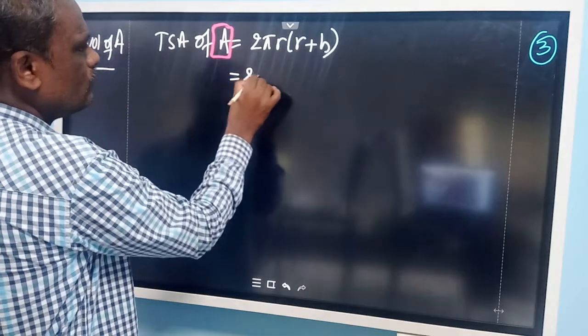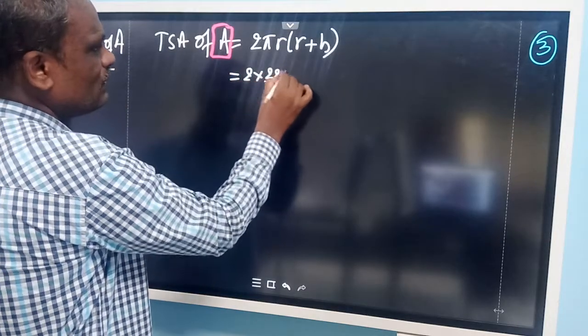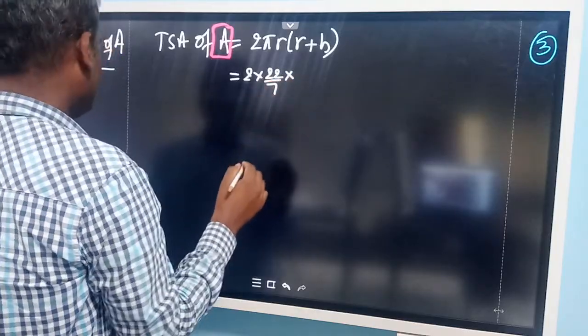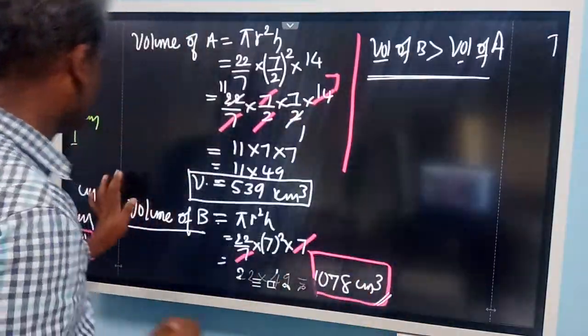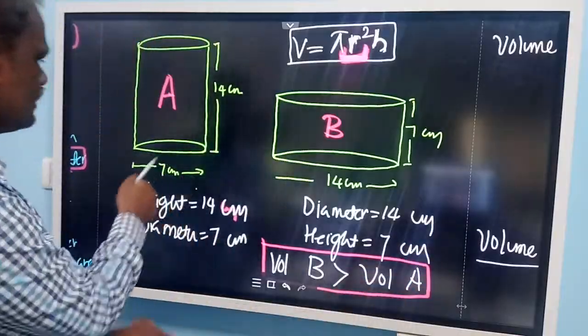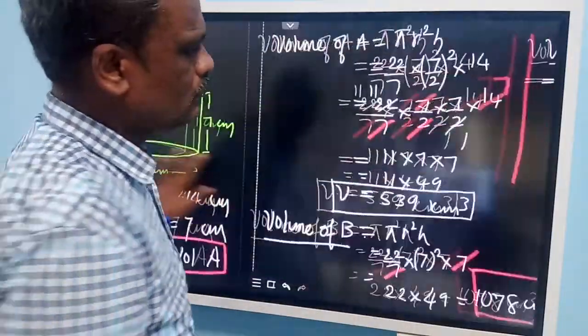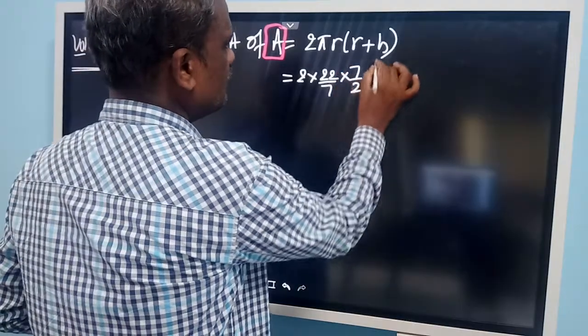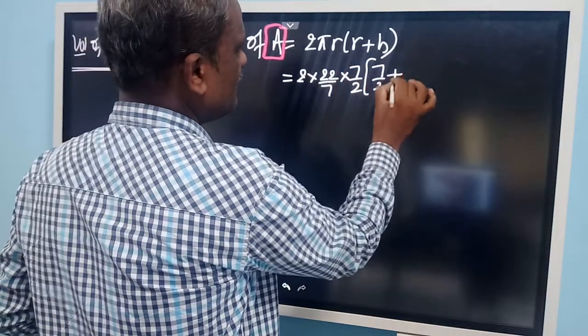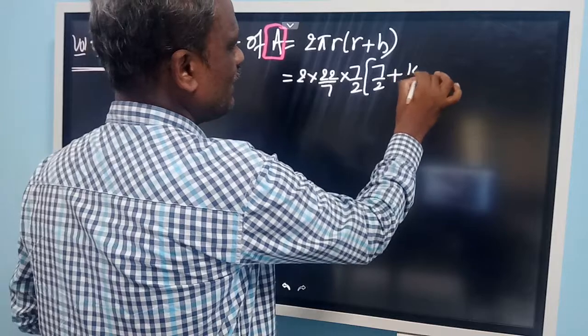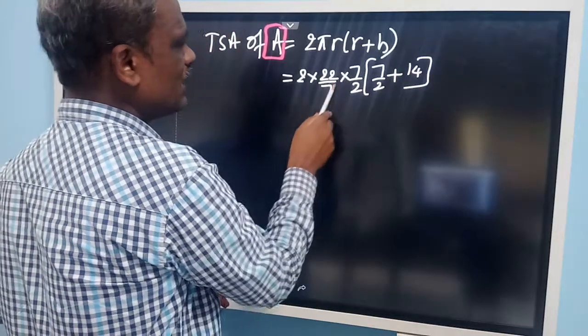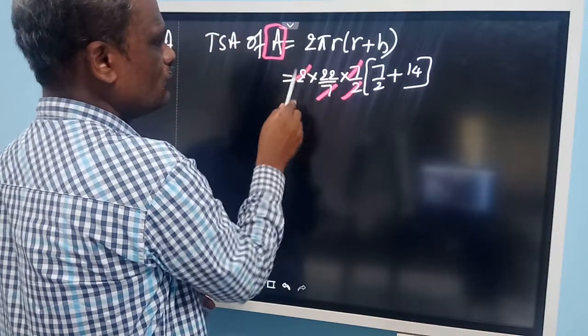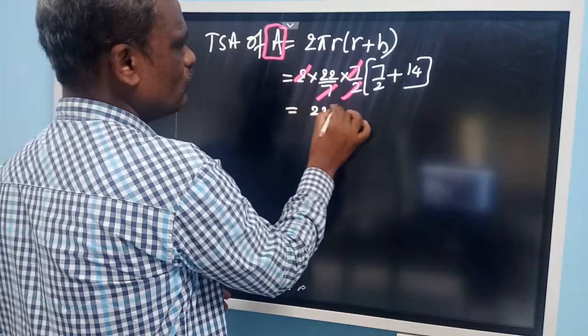Now 2 into pi value is 22 by 7. Radius of the first solid, what is the radius here? 7 by 2. So you can write 7 by 2 into 7 by 2 plus h, the height of that one, is 14. Now you can cancel 7 and 7, 2 and 2. So you are getting 22.